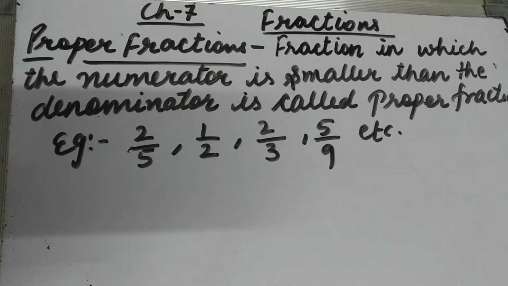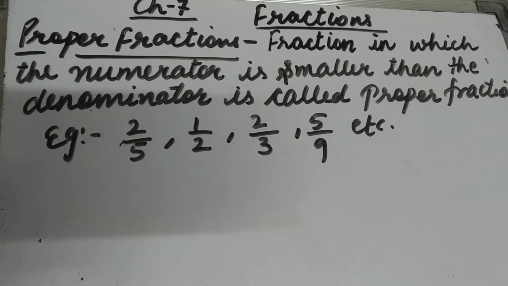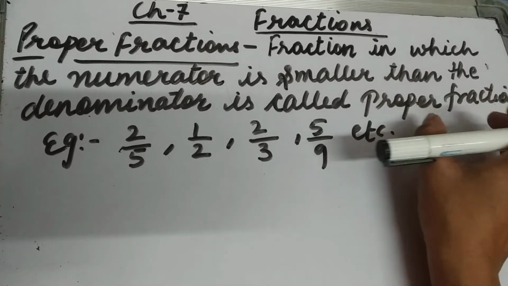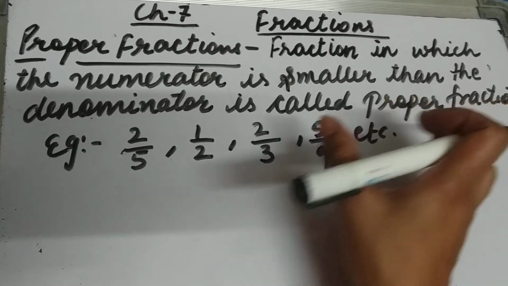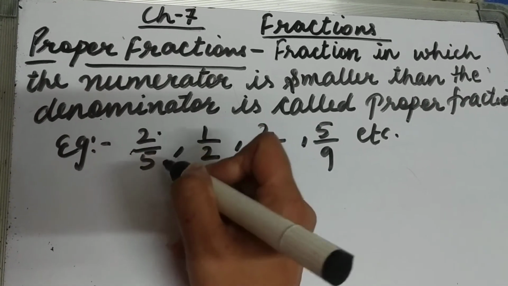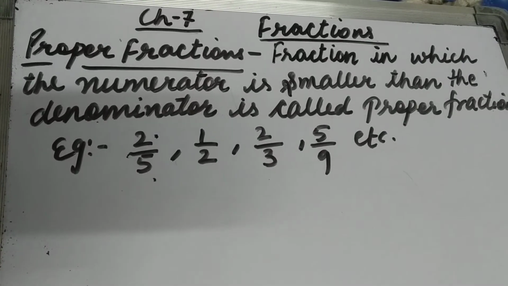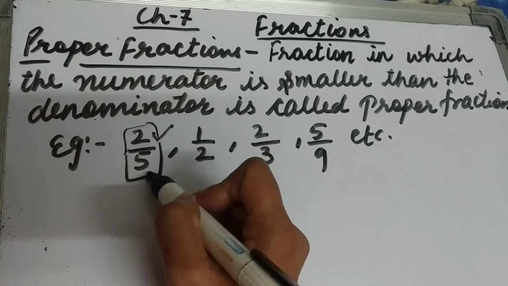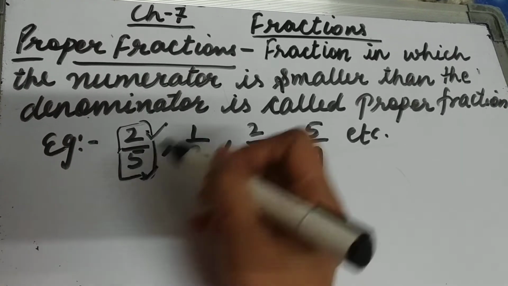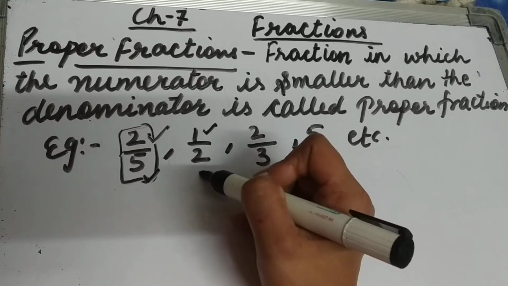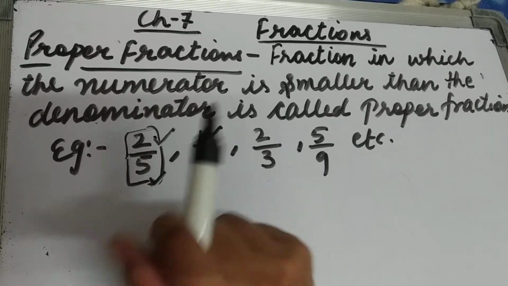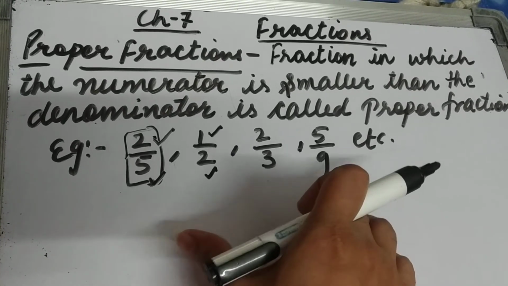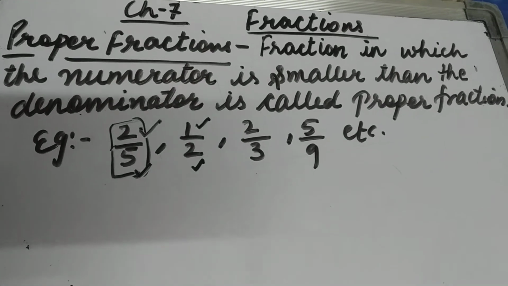Next is proper fraction. What is a proper fraction? The fraction in which the numerator is smaller than the denominator is called a proper fraction. See, in this example, the numerator is smaller than the denominator, so this is a proper fraction. Here also the numerator is smaller than the denominator, so this is a proper fraction. All these are proper fractions because in all of them the numerator is smaller than the denominator.